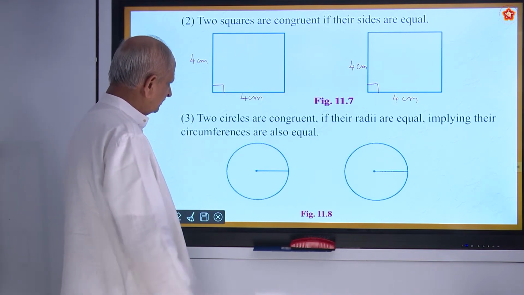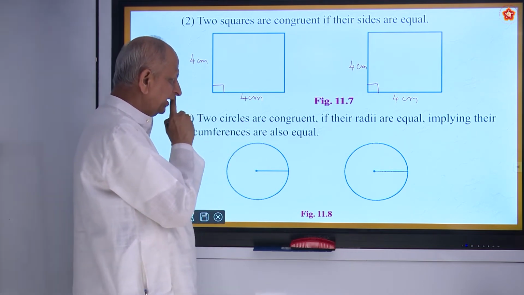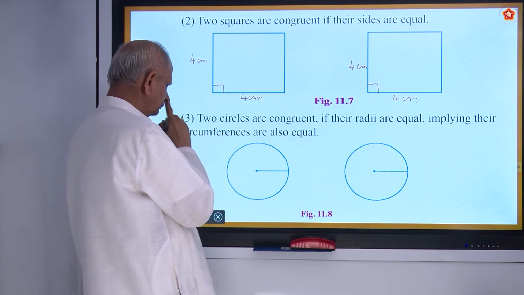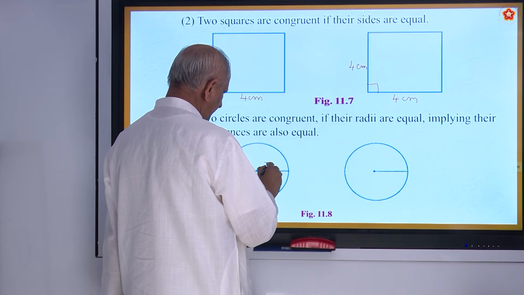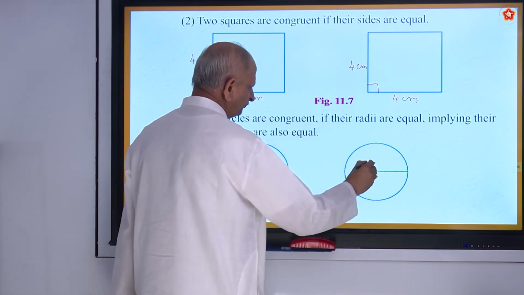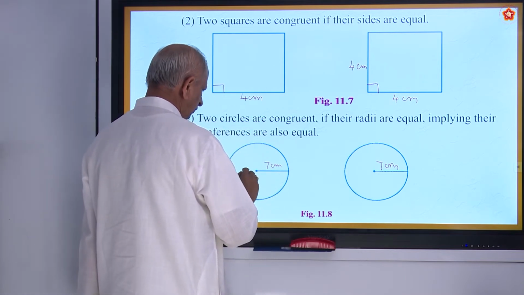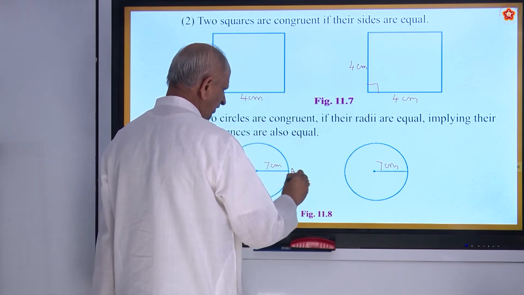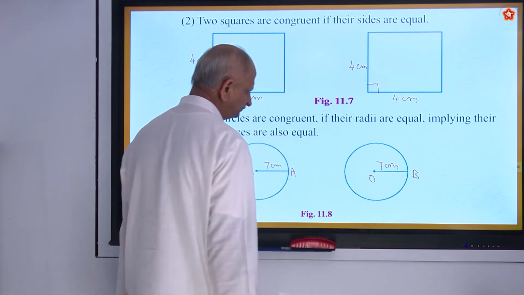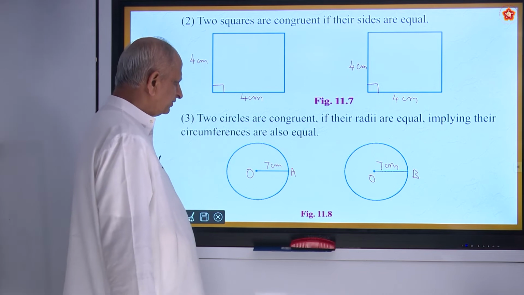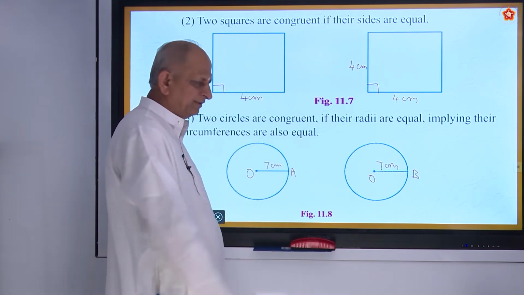And if you consider a circle, for example, two circles are congruent if their radii are equal. So when the radii are equal, suppose you say radius is 7 centimeter here, this is 7 centimeter here, and O is the center, OA is the radius, OB we will call it. If the radii are equal, the circumference also will be equal.